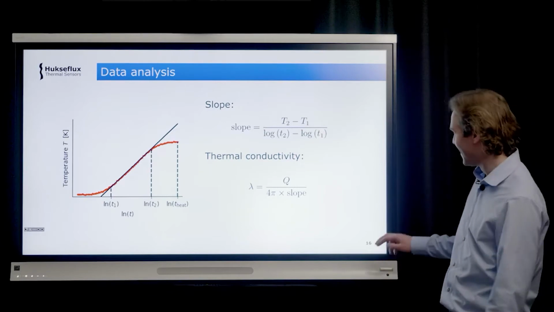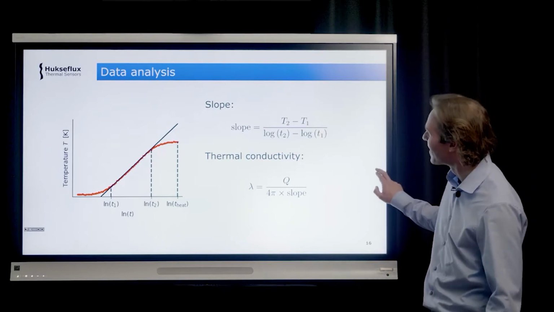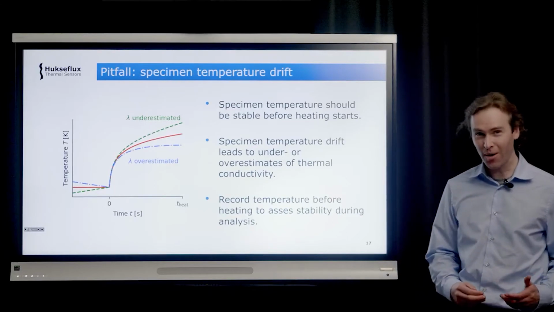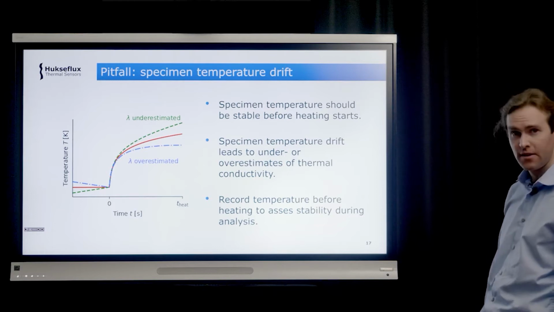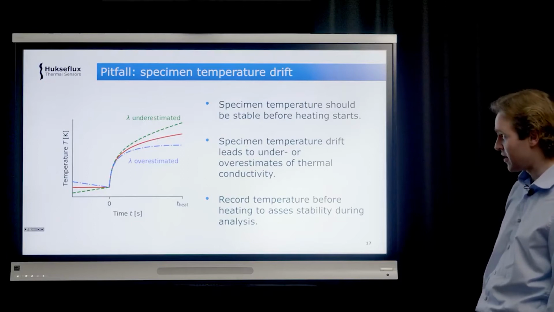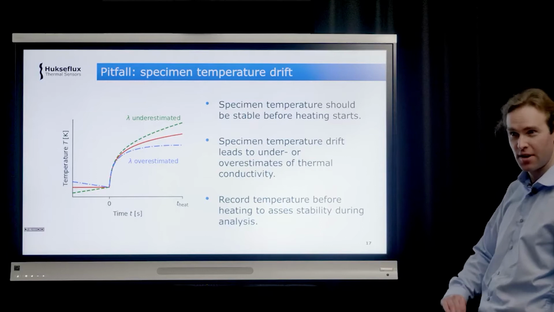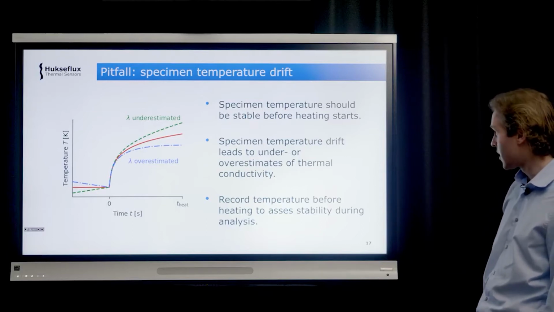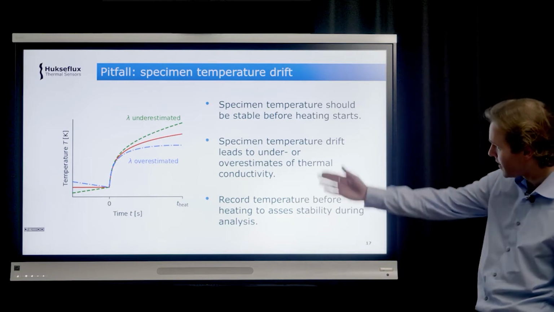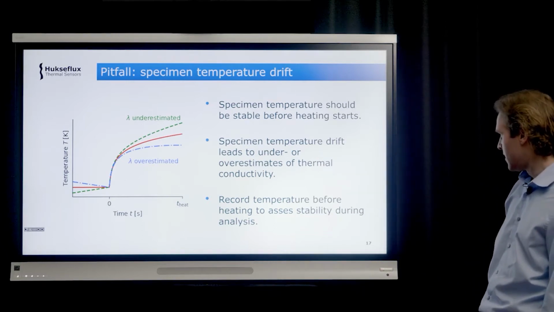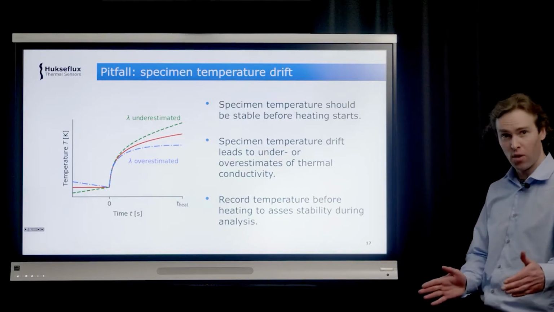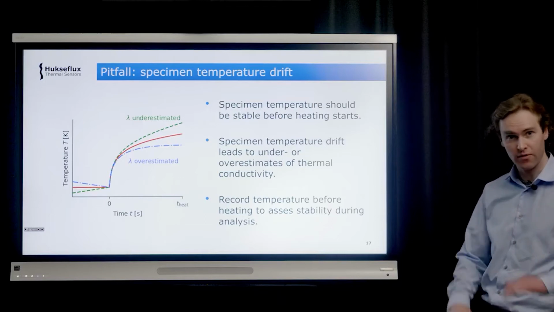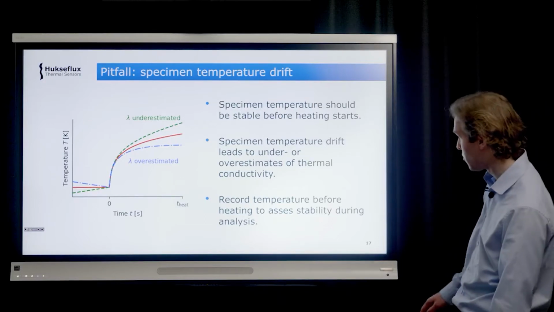That's basically it. Of course, there are some complications. So there are a few things that you need to watch out for. So first of all, it's very important that the temperature is stable before you start a measurement. Because if there is a temperature drift in addition to the temperature change that occurs due to heating, then you can under or overestimate the thermal conductivity, as is illustrated in the graph. So one tip is to record the temperature before you start heating, so that in your analysis you can analyze how stable the temperature was before you started heating.